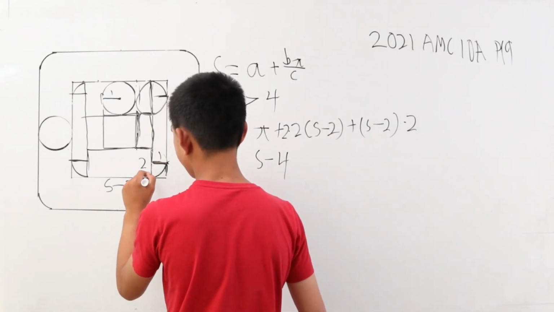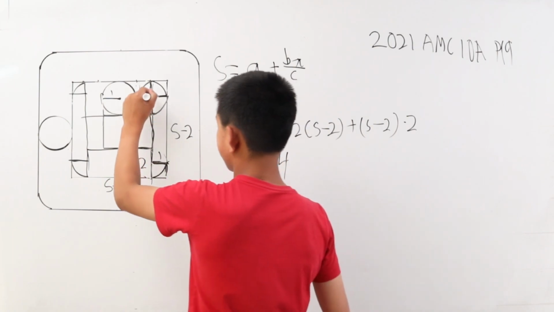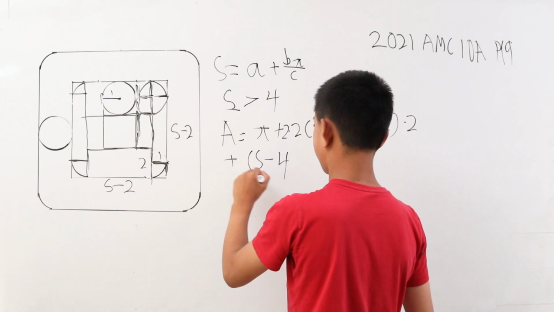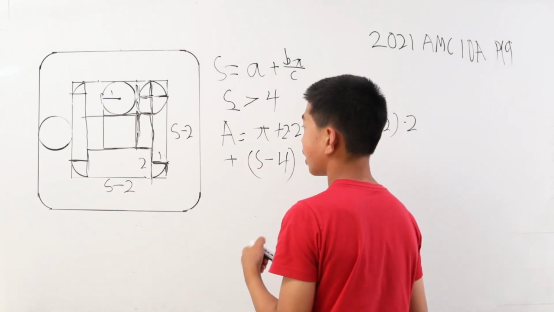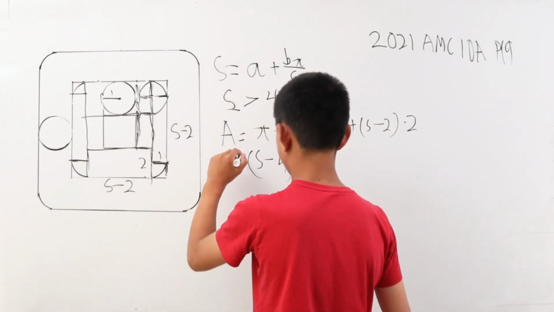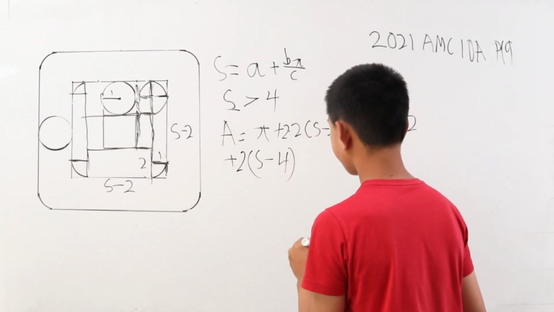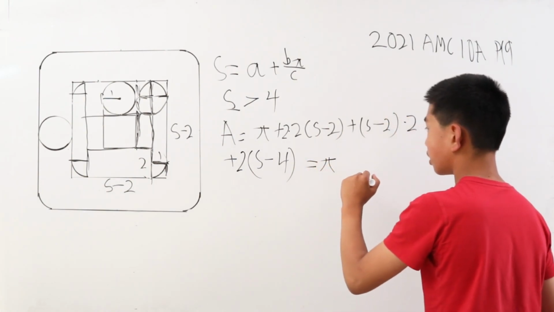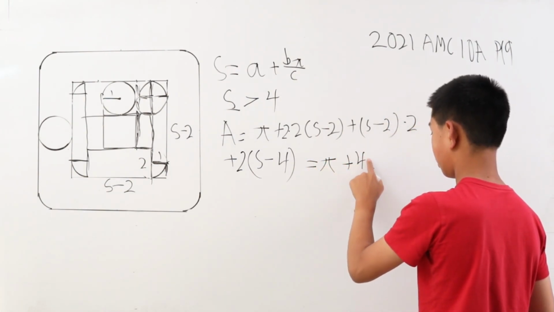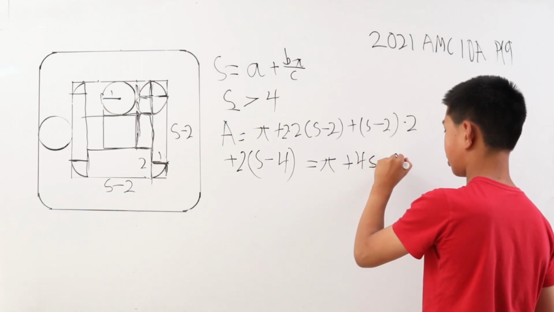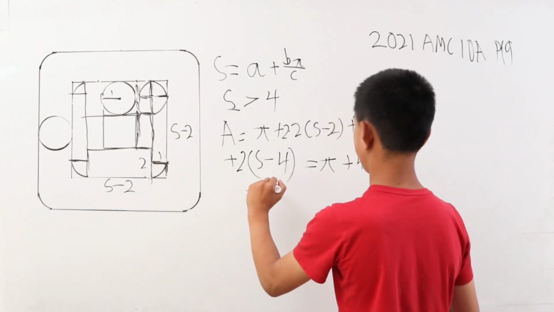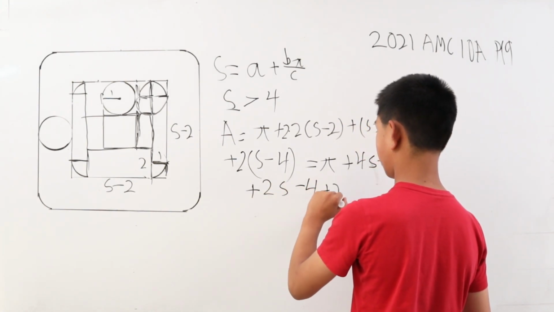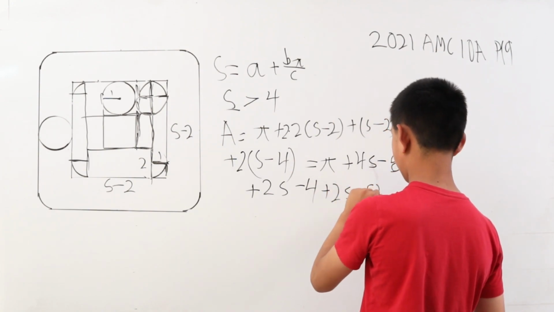Well, the length is still 1 because there's this half circle here that corresponds with this. The radius is 1. So this is s minus 4 times 1. And now, well, there's still the second one, so we multiply by 2. So now we just multiply everything out. This is pi plus 4s minus 8 plus 2s minus 4 plus 2s minus 8.